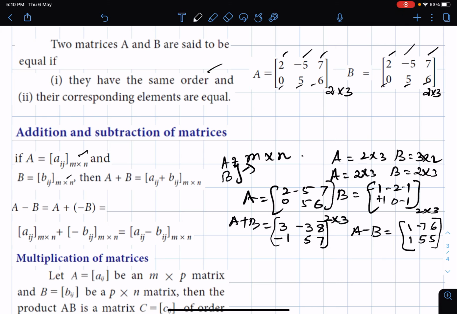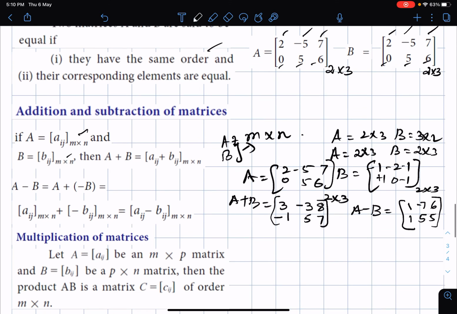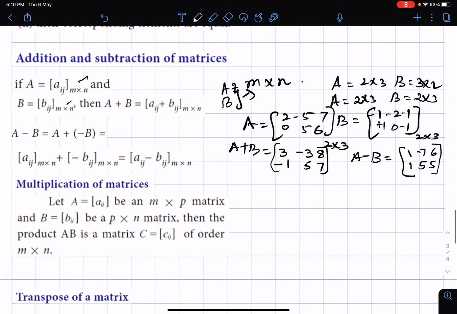Just take the minus. We have already seen the negative of a matrix. So you apply the negative of the matrix and then add both the matrices with the corresponding signs. That's all. Multiplication of matrices.